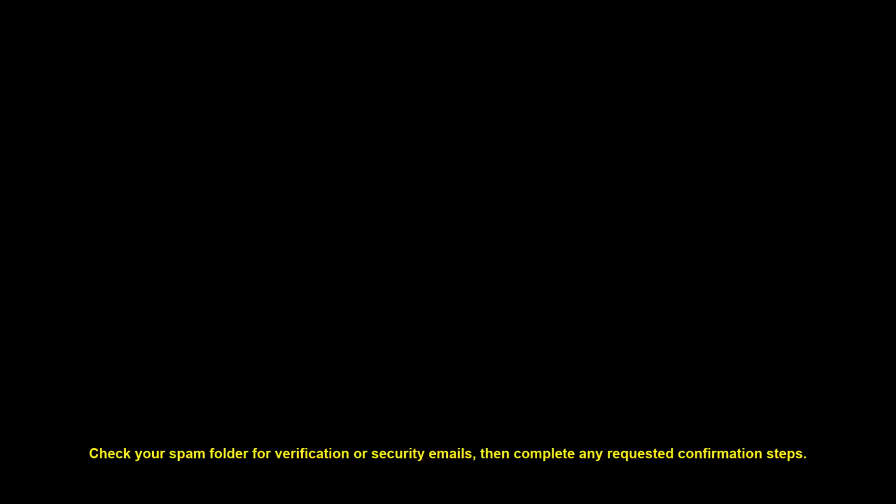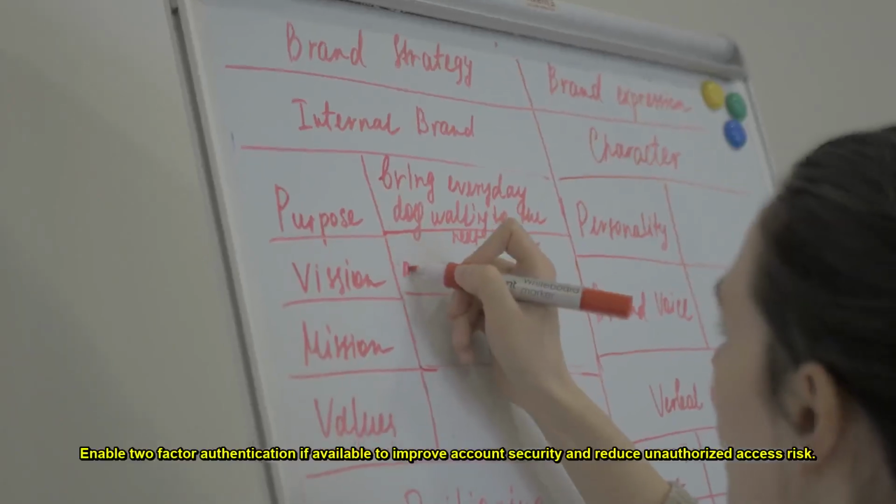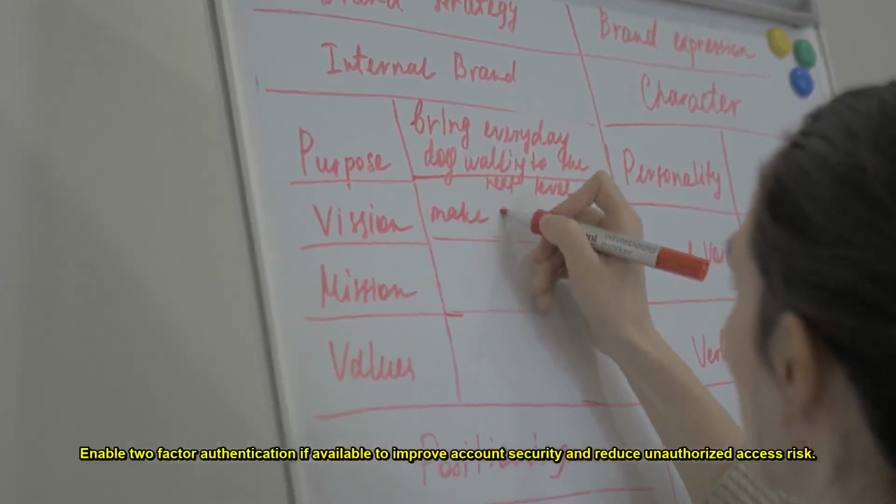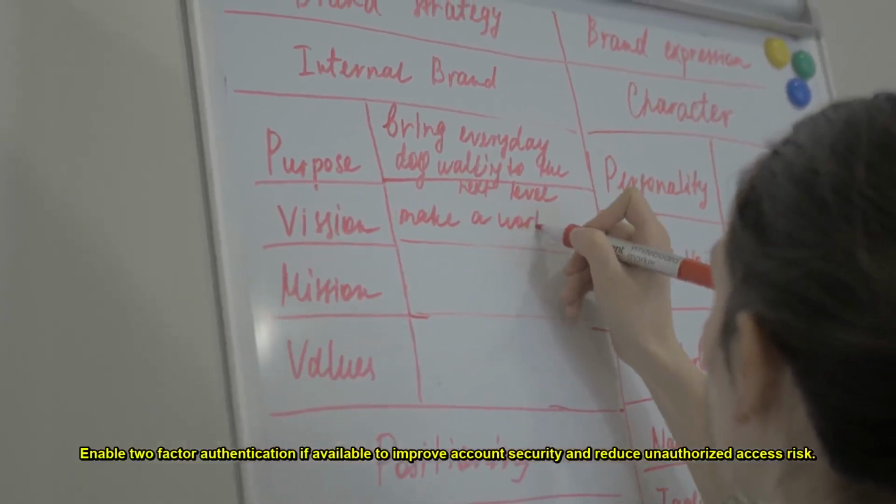Check your spam folder for verification or security emails, then complete any requested confirmation steps. Enable two-factor authentication if available to improve account security and reduce unauthorized access risk.